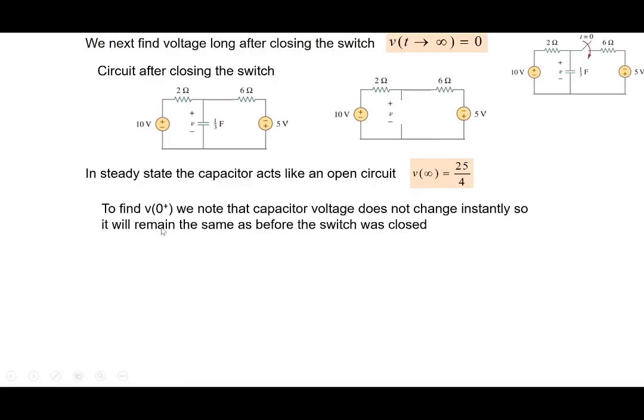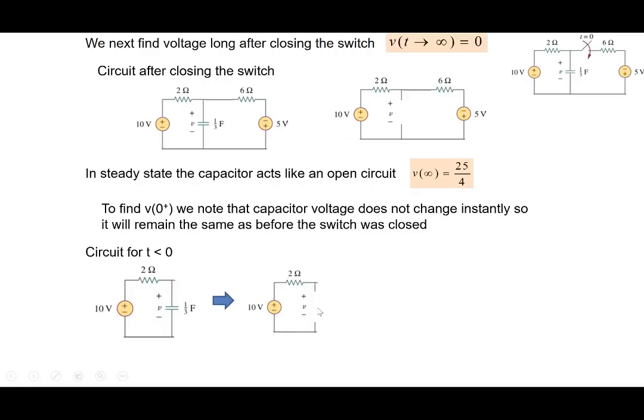Right, so that's simple. To find out V0 plus, we note that the capacitor voltage does not change instantly. So it will remain the same as before the switch was closed. So we go back to the circuit before the switch was closed, t less than 0 here. So note that if the switch is open, this part of the circuit doesn't matter here. And we are left with this part here. And so we find out the voltage across the capacitor. Remember that the circuit is in this condition for a very long time. So this is open here. And the voltage across the capacitor then is V0 minus is 10. And because the voltage is continuous, V0 plus is also equal to 10.